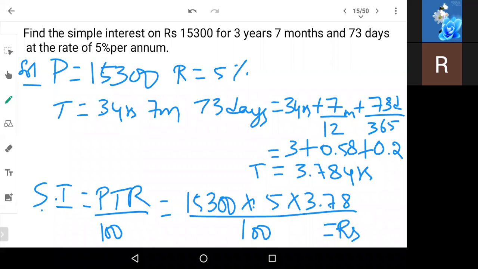What will be the amount? What will be the simple interest? 2894.95. This should be your simple interest. Are you getting 2891? Okay, maybe that decimal problem. 15,300 into 5 into 3.78 divided by 100. Okay, 2891.